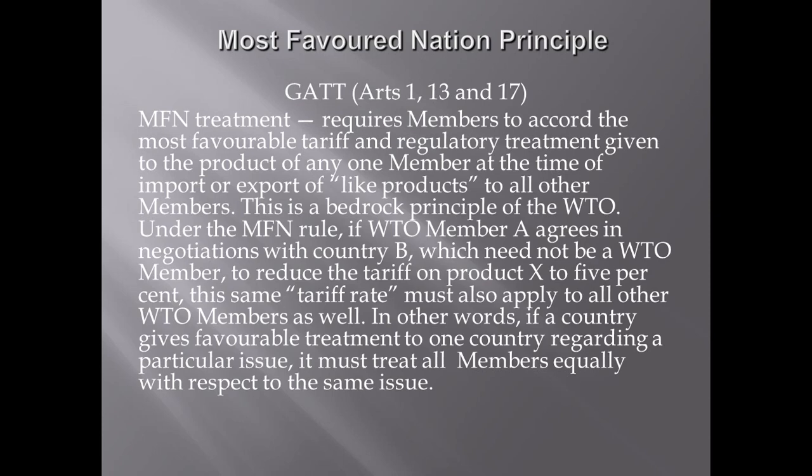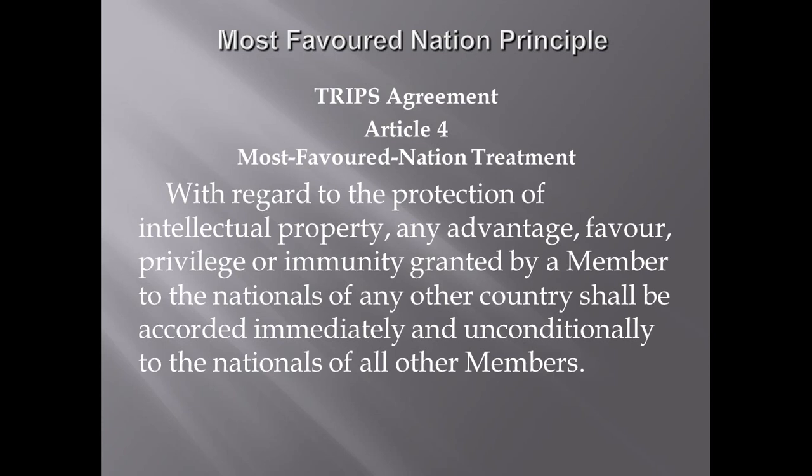And this is what the GATT agreement says about the most favored nation principle. And this is what the TRIPS agreement says about the most favored nation treatment. With regard to the protection of IP, any advantage, favor, privilege or immunity granted by a member state to the nationals of another country shall be accorded immediately and unconditionally to the nationals of all other members. Again, there should be no favoritism.